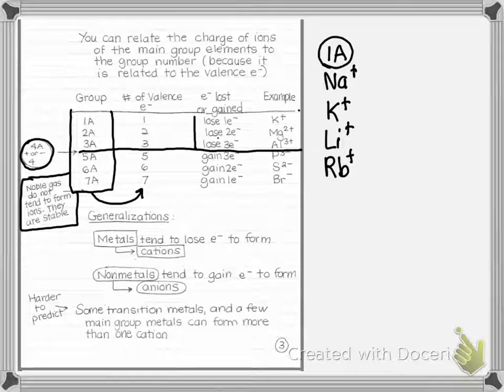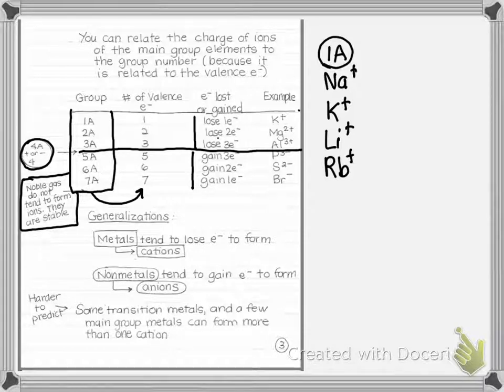Now after you go past the middle in 4A, and then if you look at the bottom ones, so 5, 6, and 7, they're getting closer to the noble gas that's to the right of them, and so instead of losing electrons, they gain electrons. So when they gain electrons, then they form a negative ion.